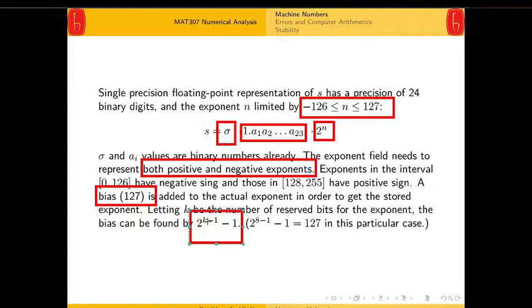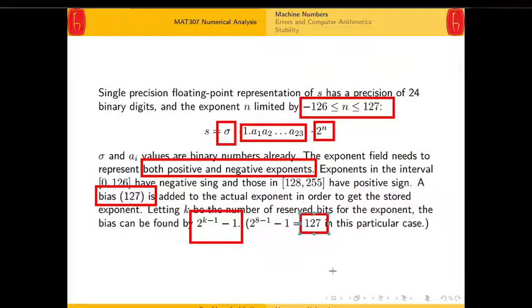So 2 to the k minus 1, minus 1. In the single precision case, this will be 2 to the 8 minus 1, minus 1. So this will be 2 to the 7 minus 1. So 2 to the 7 will be 128, minus 1, this will be 127, which is given here already. This is the way we find the bias.